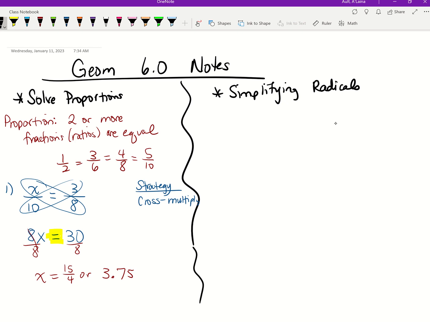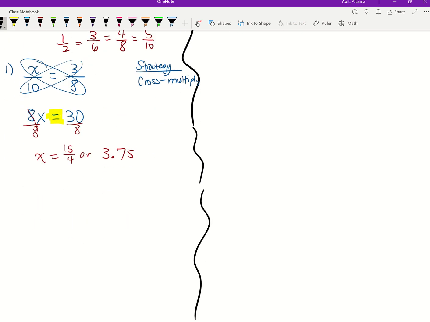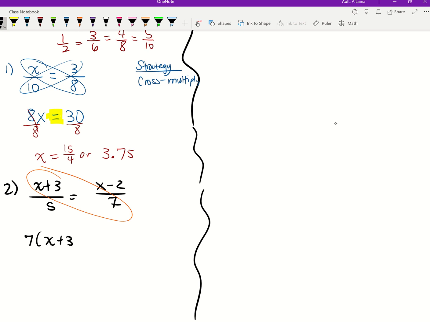Now, when you solve proportions, you can have some more complicated equations, because you could have something like this. X plus 3 over 5 is equal to x minus 2 over 7. I'm still going to use the strategy of cross multiplying. What I'm going to do is multiply the 7 by the x plus 3. Because the x plus 3 has two terms, please notice that I'm putting in parentheses here. The 7 is going to need to distribute to both of those terms. I'm also going to multiply the 5 to the x minus 2. Note the parentheses. This is because of the distributive property.